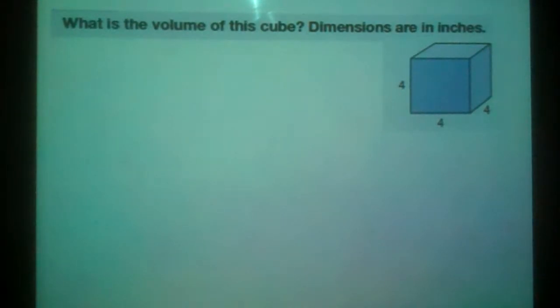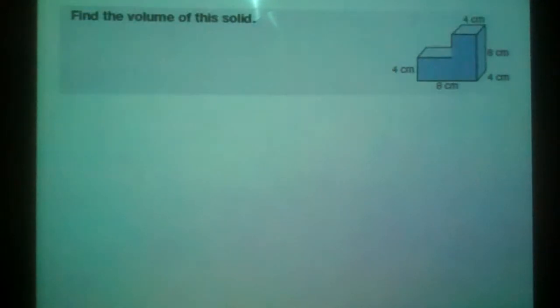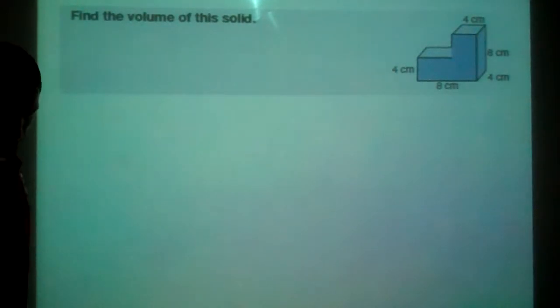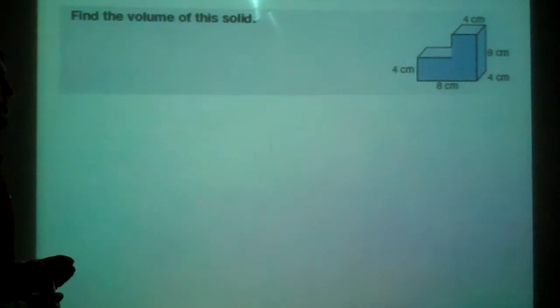If we were given a cube, how would we figure out the volume? Here you could do 4 times 4 times 4, and you would get your answer. Should be 64 cubic inches, I believe. So that would be that one, but I'm more so talking about something more difficult, such as this. We have a couple ways to do this.